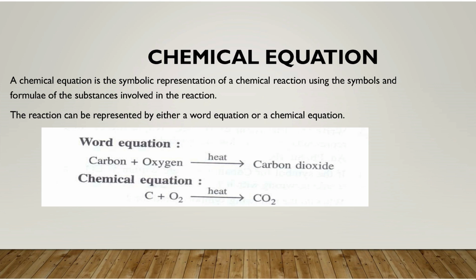And the second one is the chemical equation. In a chemical equation we write the formulas of the elements. The same equation we convert into a chemical equation. Like carbon, you can see we write the formula of carbon, C, and oxygen, O2, as we know oxygen is a diatomic molecule, so O2, then heat, then CO2. The formula of carbon dioxide is CO2. So you can see in a word equation we write the reactants and products in words, and in a chemical equation we write the formulas of the elements. So there are two types of equation, word equation and chemical equation.